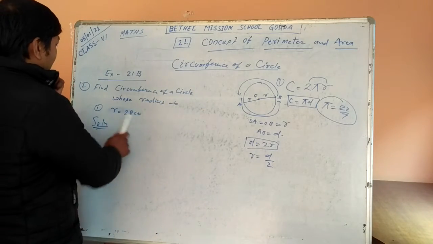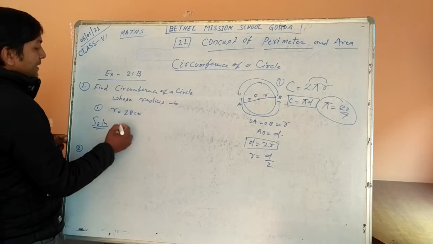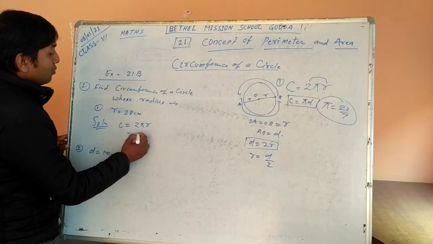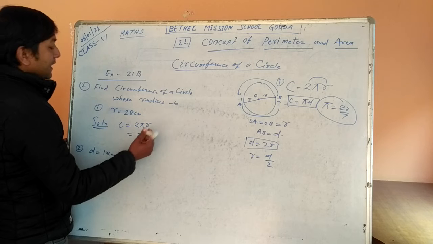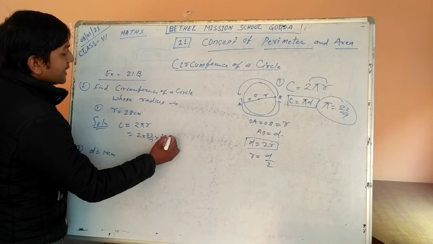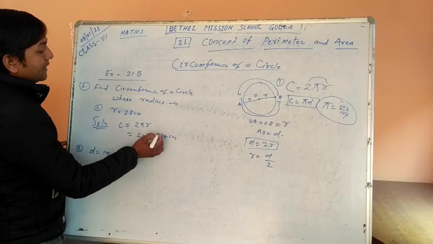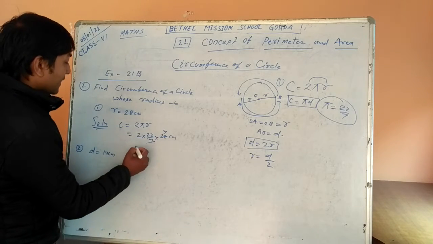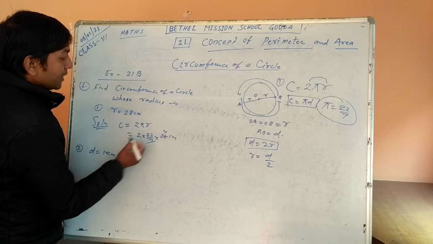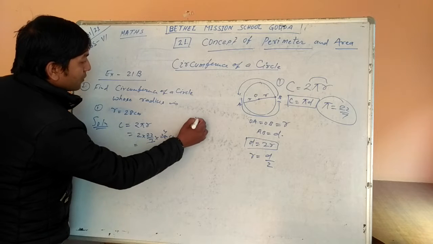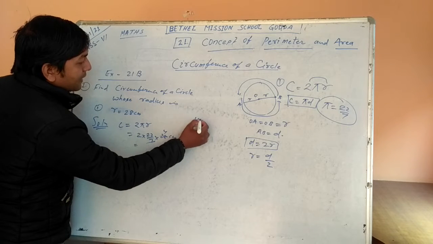Okay? So here radius is given, so we will write C equals 2 pi r, 2 into pi, that is 22 upon 7, and r is given as 28 centimeter. By 7 it can be divisible by 4. Now multiply 22 into 2, that is 44. 44 into 4. Okay, multiply.